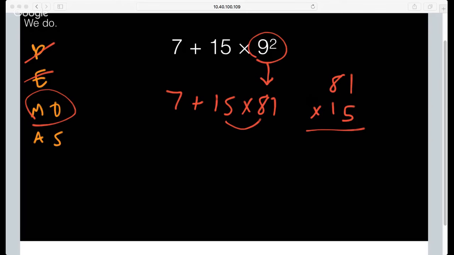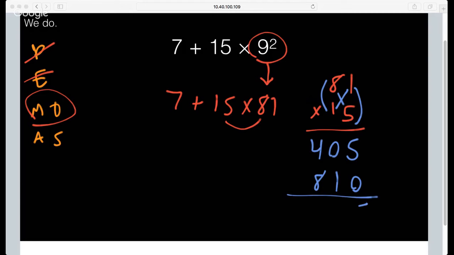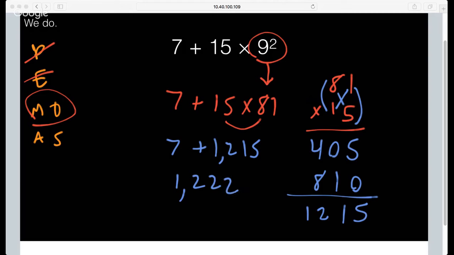So let me use a different color. 5 times 1 is 5. 5 times 8 is 40. Then 10 times 1 is 10, and 10 times 80 is 800. And we have 5 and 12. All right. Now we have 1,215, and we can replace that right here, plus 7. And so plus 7 will be 1,222.